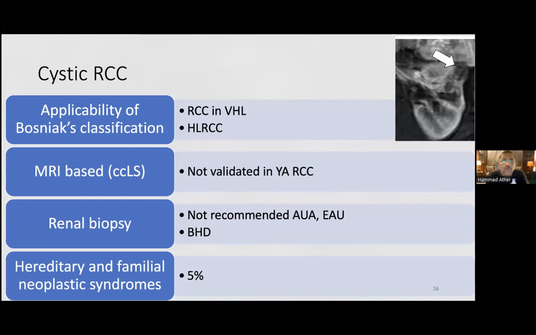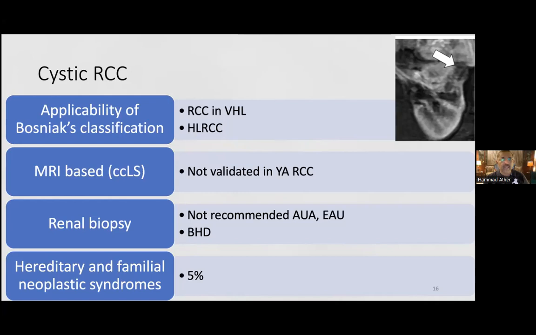Well, it has been proposed, at least in the older adults, to use MRI scan. It has been described that you follow a certain algorithm and you can determine the chances of clear cell. This is called CCLS, which is the clear cell likelihood score. It has not so far been validated among young adults. Kidney biopsy is generally not recommended by the AU and EU guidelines, particularly in certain conditions, particularly BHD.